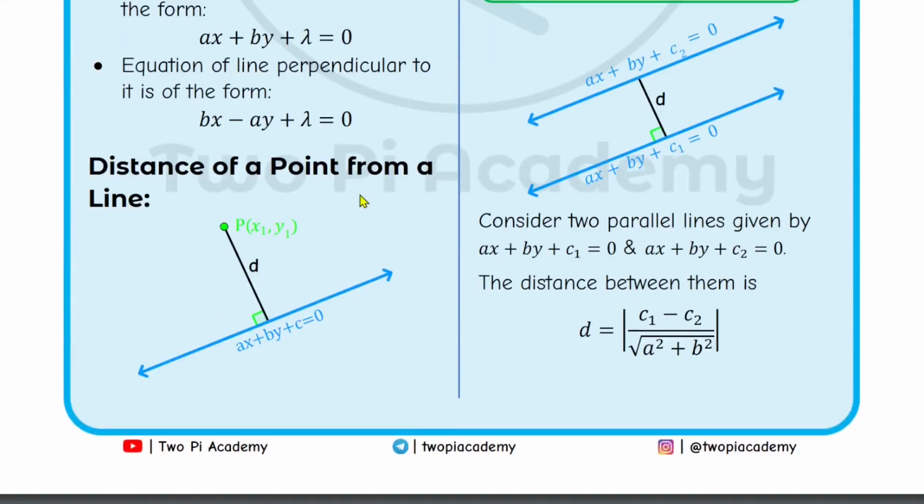And then the distance of a point from a line. And distance of a point from a line refers to the perpendicular distance of that point from the line.